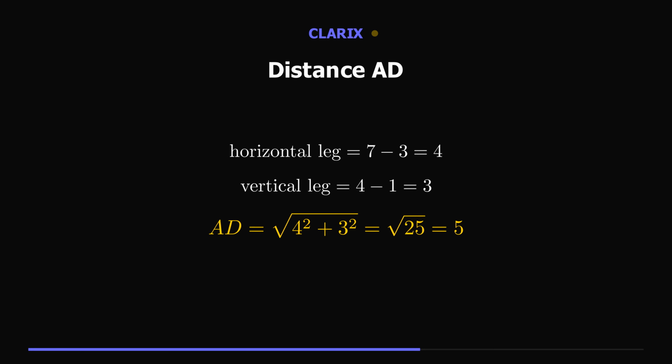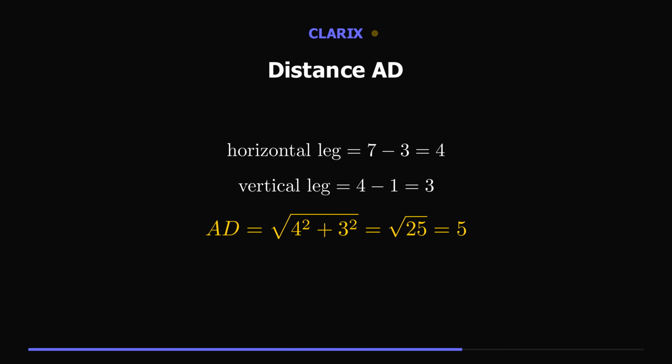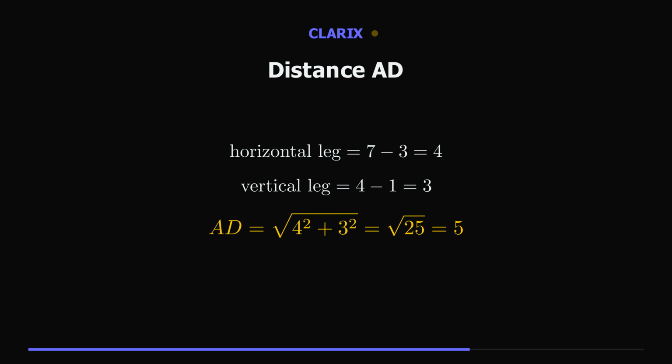Now here's where it clicks. This is exactly the Pythagoras setup you already know. The distance AD, the slanted side, is the square root of 4 squared plus 3 squared, which is the square root of 16 plus 9, which is the square root of 25. So AD is exactly 5 units. That's the whole method. Subtract the x's, subtract the y's, square both, add them, and take the square root.